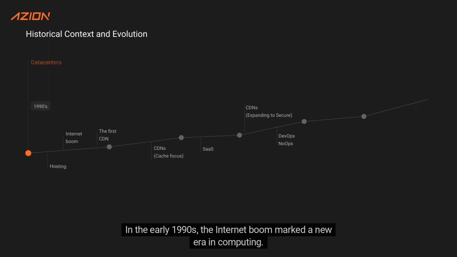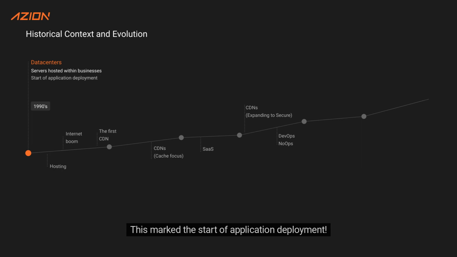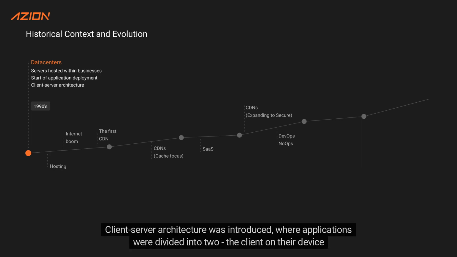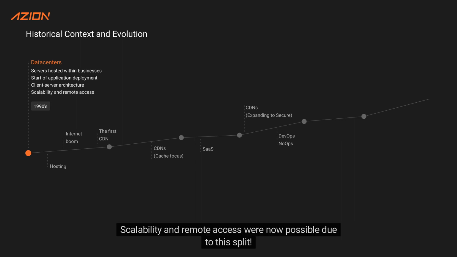In the early 1990s, the Internet boom marked a new era in computing. Data centers and bare metal servers gained prominence, hosted within businesses' own premises. This marked the start of application deployment. Client-server architecture was introduced, where applications were divided into two: the client on their device handling the user interface, and the server crunching data and doing the heavy lifting. Scalability and remote access were now possible due to this split.